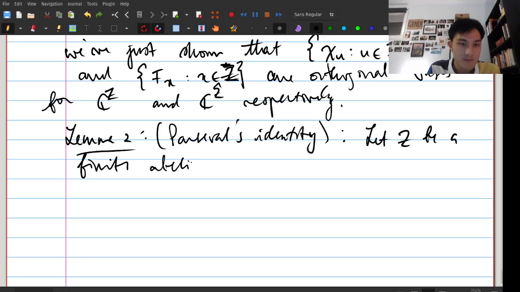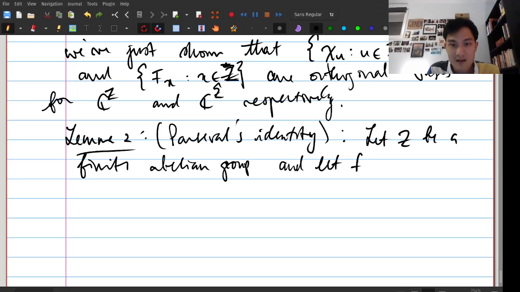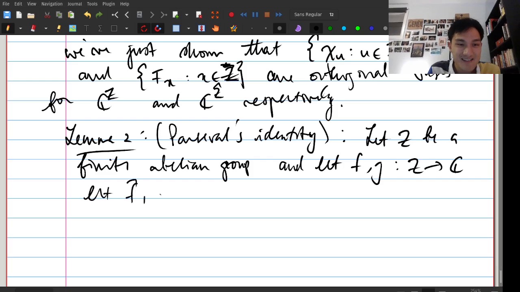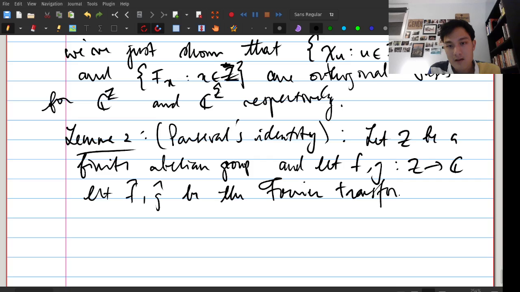Okay, so let Z be a finite Abelian group. Don't you wish all groups were Abelian? Okay, and let f and g go from Z to the complex numbers. Now, let f hat and g hat be the Fourier transforms. If you forget what a Fourier transform is, you can look at the previous video.